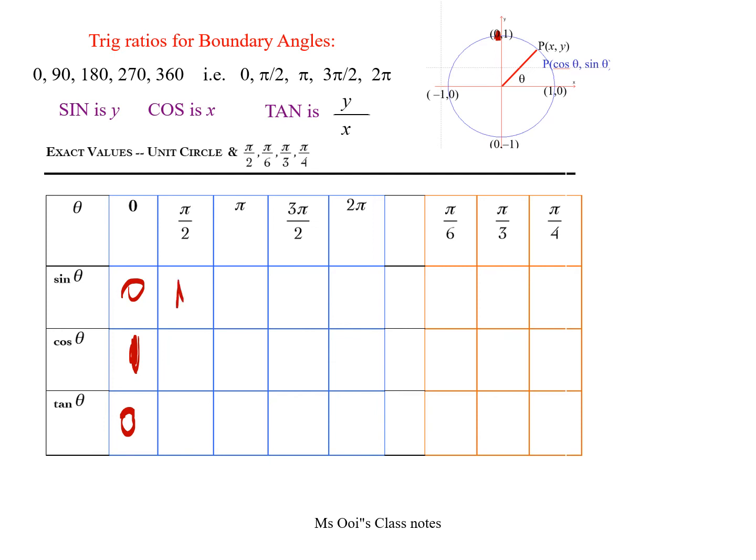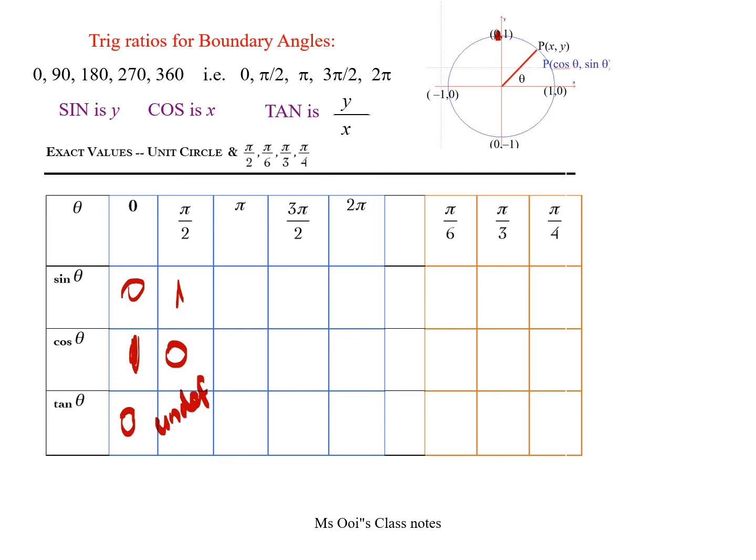So sine pi over 2 is 1. Cos pi over 2 is 0. The x coordinate here is 0, and the tangent will be undefined. Whenever the cos is 0, tangent will be undefined. I'm just going to put DEF, undefined.